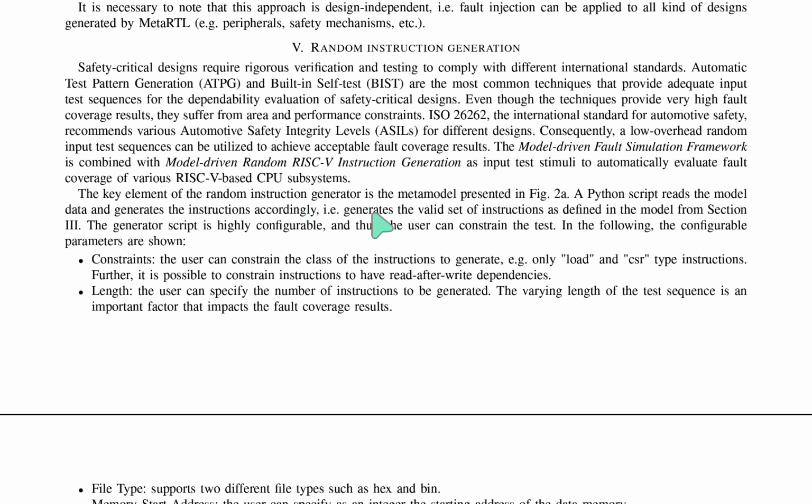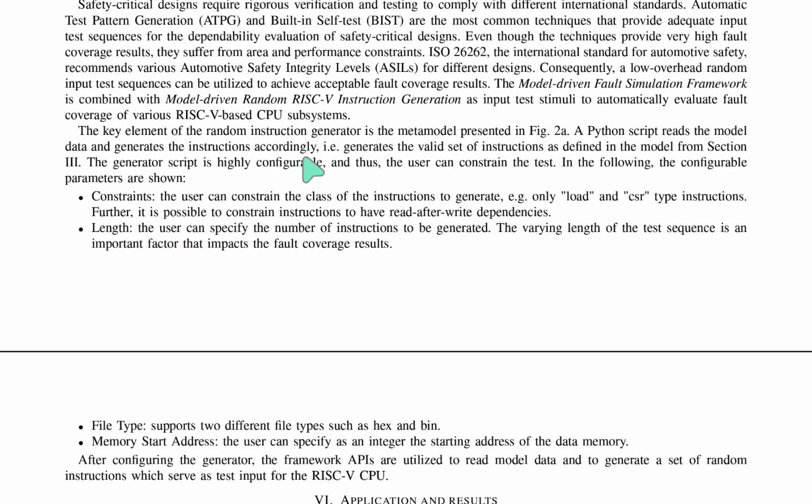That is, to generate the value of an instruction as defined in the model from section 3. The generated script is highly configurable, and thus the user can constrain the test. In the following, the configurable parameters are shown. Constraint: the user can constrain the class of instruction to generate, that is, only load and CSR type instructions. Further, it is possible to constrain instructions to have read-after-write dependencies.